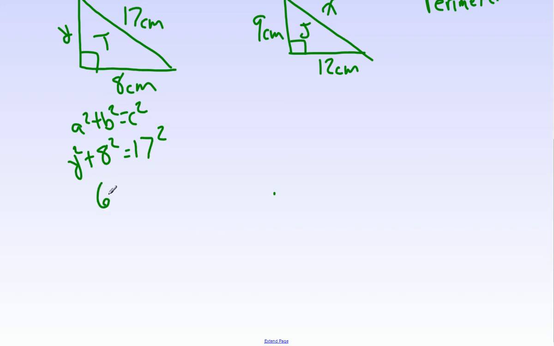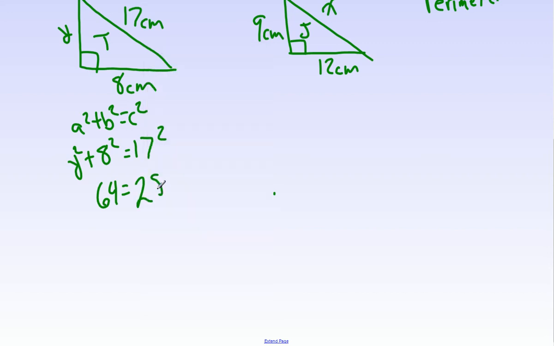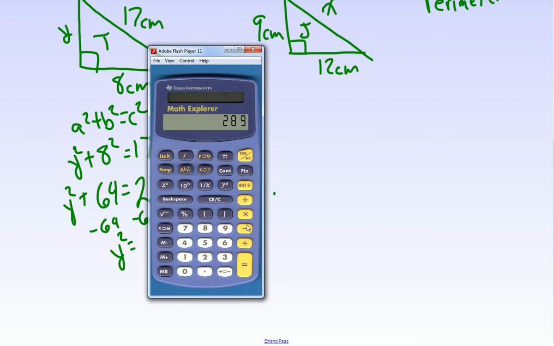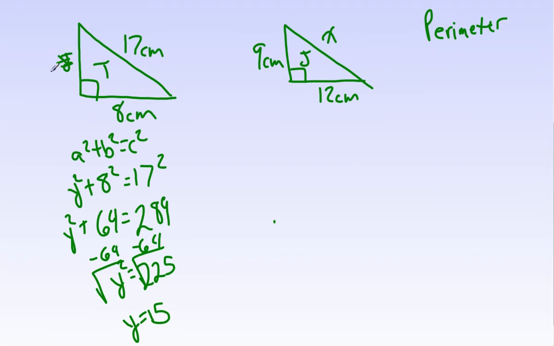Simplify each side. That gives me 64. 17 squared is 289. Get the y variable by itself, so subtract 64 from each side to make it gone. 289 minus 64 is 225, and that one rings a bell. When I square root each side, y equals 15. So this side here is now 15 centimeters.